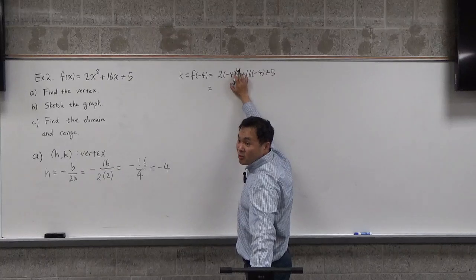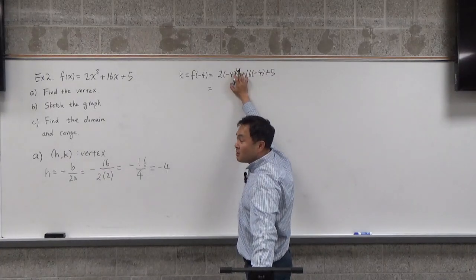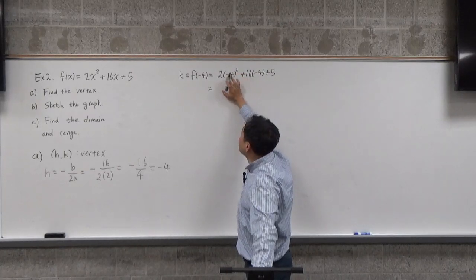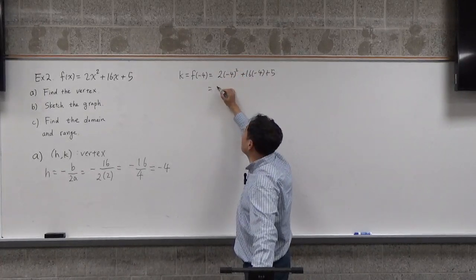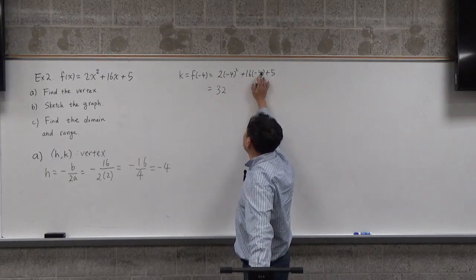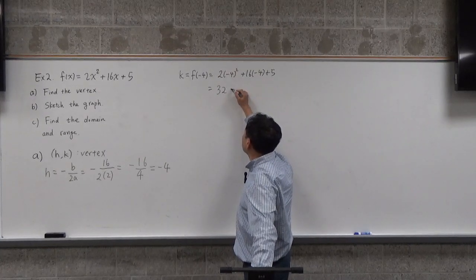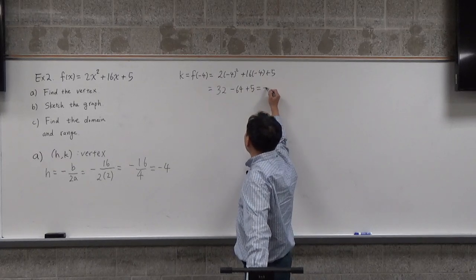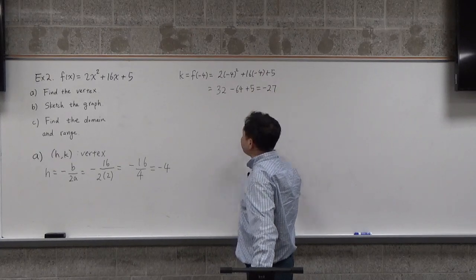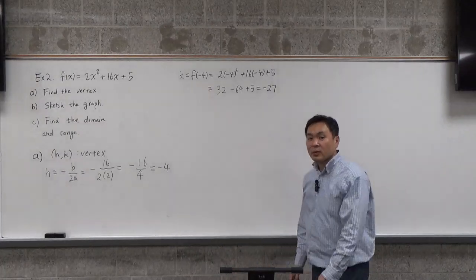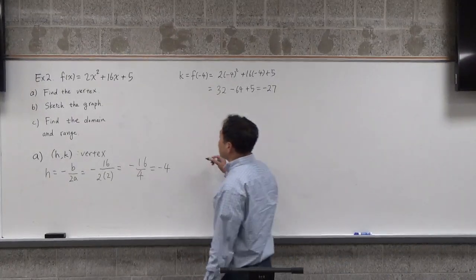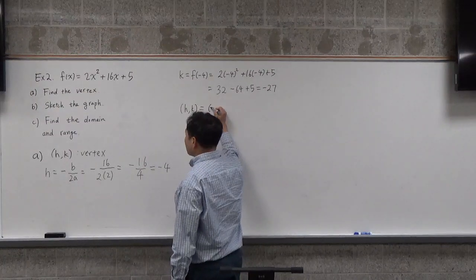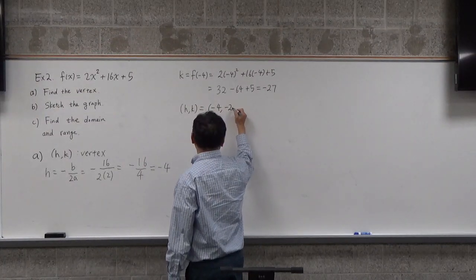What's negative 4 squared? Positive 16, because negatives become positive when you square them. And then 16 times 2 is 32. You get 32. Negative 4 times 16 is negative 64, and then plus 5, you get negative 27. Okay? So the vertex is going to be h comma k equals negative 4 comma negative 27.